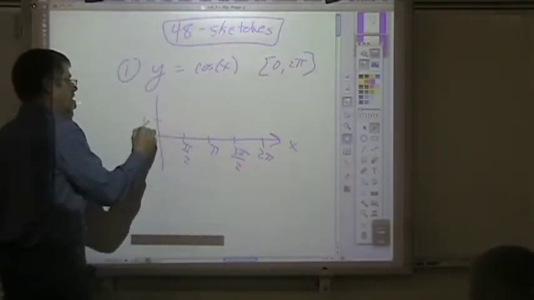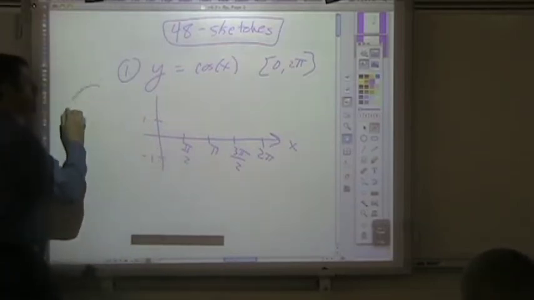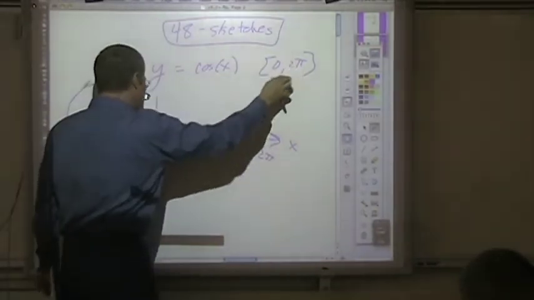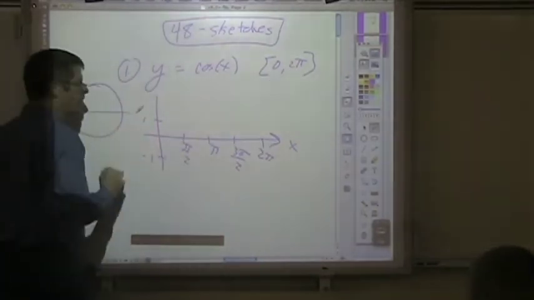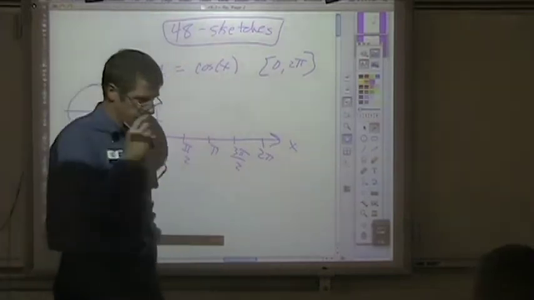and think of the unit circle. Think of cosine on the unit circle as the angle sweeps from 0 to 2 pi radians. So go ahead and try it. Sketch the graph of cosine x from 0 to 2 pi.